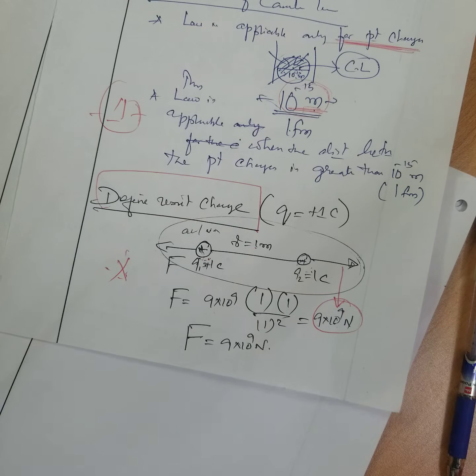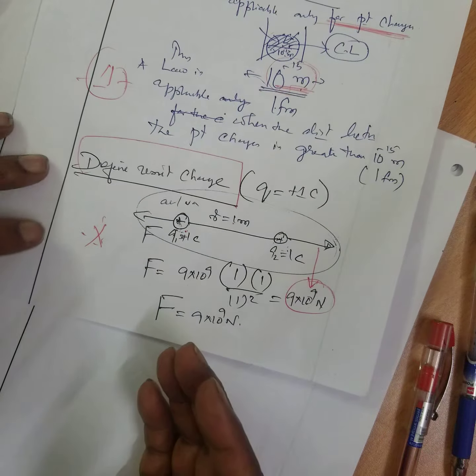Okay. Now, there are different vector forms. All those things we'll do in the B level. This is only for A level.